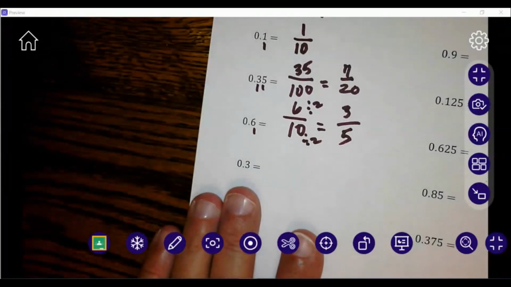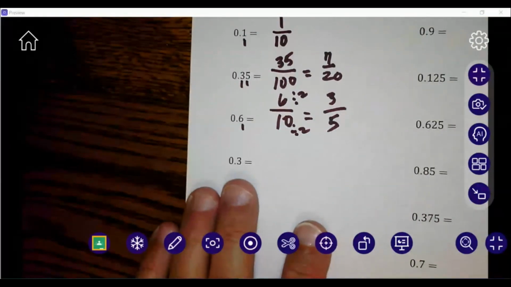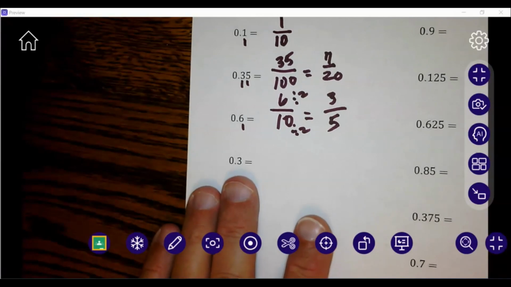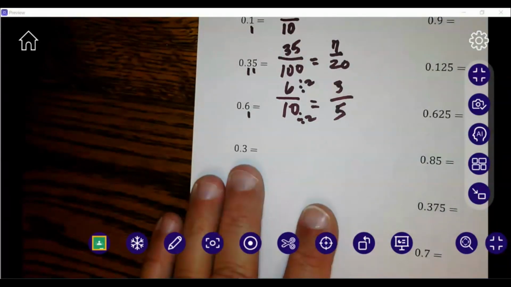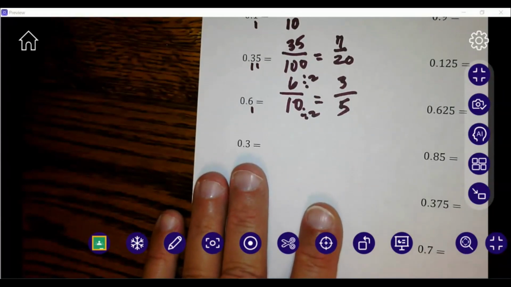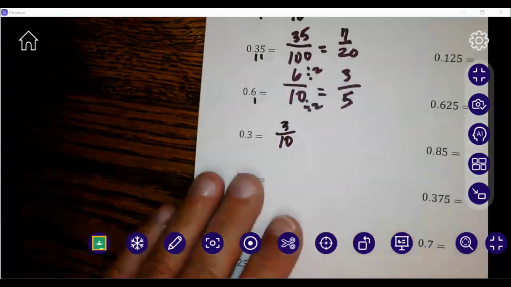All right. Go to the next one down. We have 0.3. What are we going to get when we change that to a fraction? 0.3 as a fraction. Okay, good. 3/10, and that does not reduce.